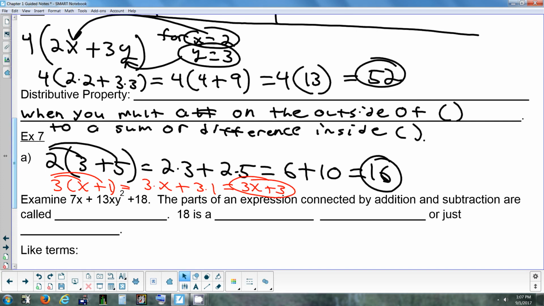Exactly. We're going to learn the term in the next part of the review. These are not like terms. You can't add something that has a letter to something that doesn't. Perfect.